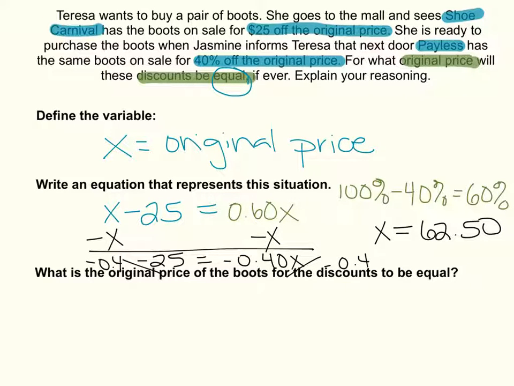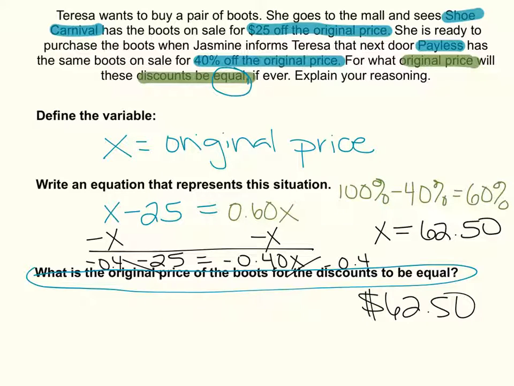All right, so what does 62.5 mean? It essentially means that the original cost of the boots would have to be $62.50 in order for Teresa to pay the same at both stores. By solving our equation, getting our answer, we've now answered this question right here. What is the original price for the discounts to be equal? And we just said $62.50.